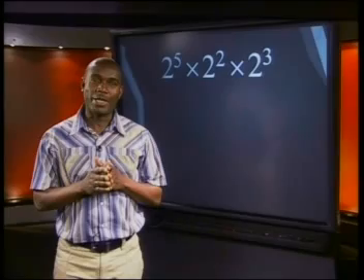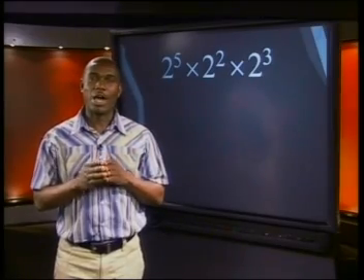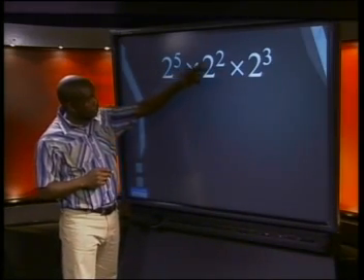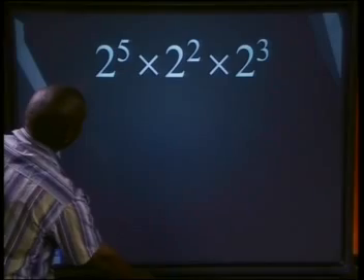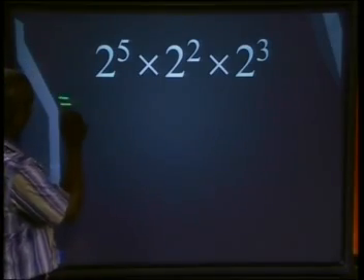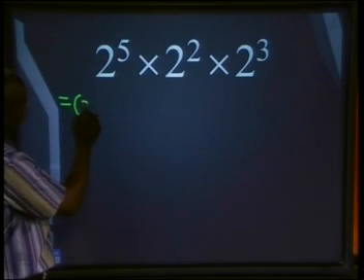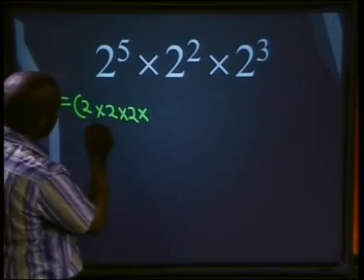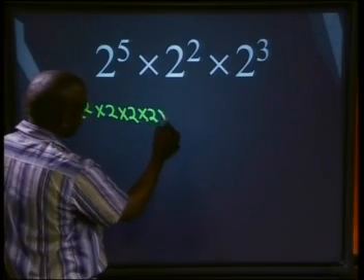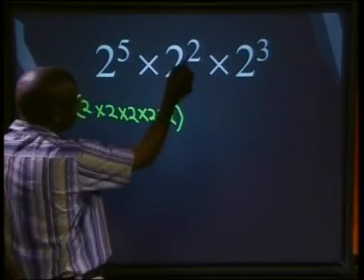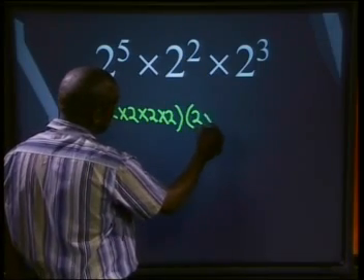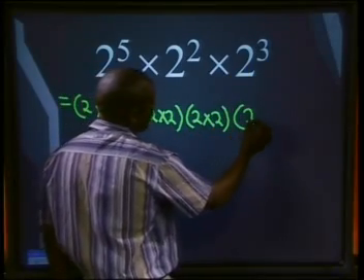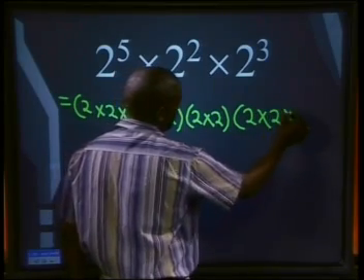Now, let's look at multiplying. How can we multiply powers together? How would you find the answer to 2 to the power 5 multiplied by 2 to the power 2 multiplied by 2 to the power of 3? Let's see. Remember, 2 to the power 5 means that we have 2 multiplying itself 5 times. So therefore, they will have 2 times 2 times 2 times 2 times 2. And 2 to the power 2 will be 2 multiplying itself twice. And 2 to the power 3 will be 2 multiplying itself 3 times.